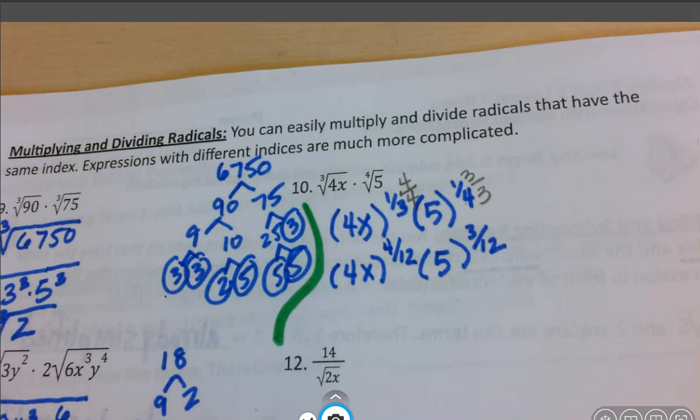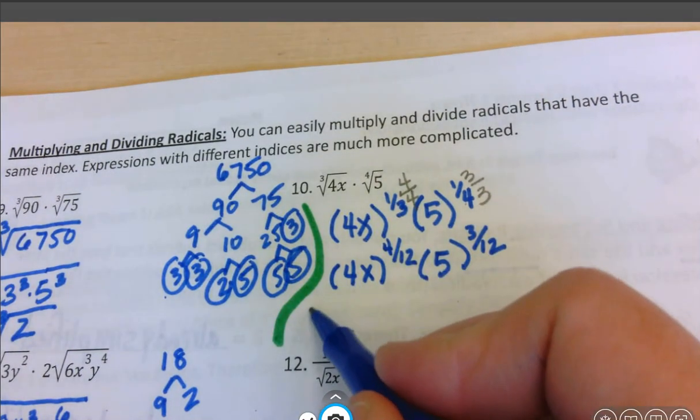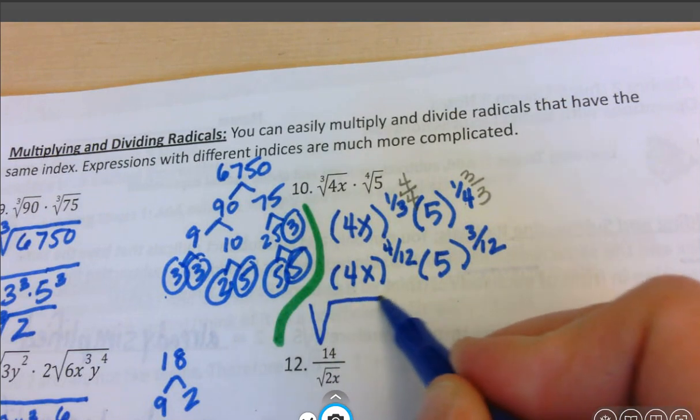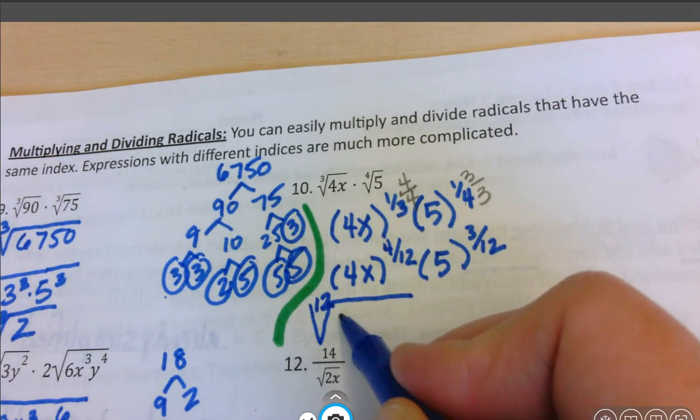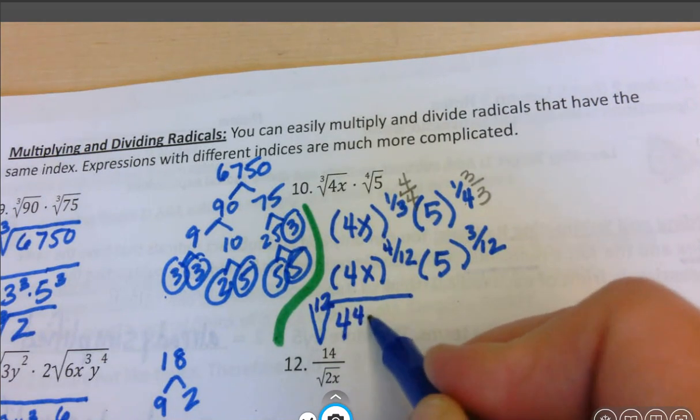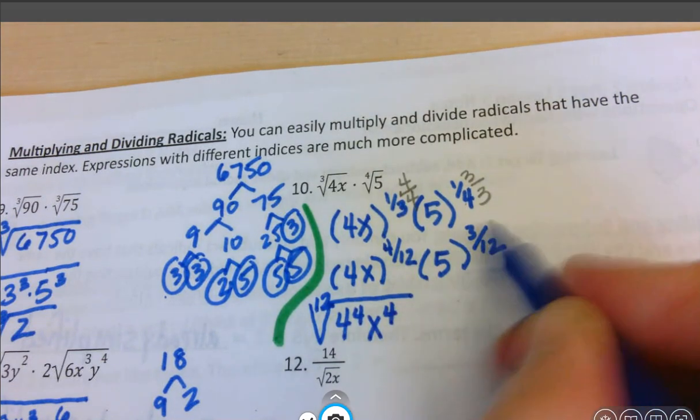Now what I'm going to do is put this back in a root. What would be the index of the root, looking at those fractions? You're right that 4 is going to be the exponent. And Annika, what's going to be the index? 12. Good. Okay. So we're going to make a 12th root of 4 to the 4, x to the 4, 5 to the 3.